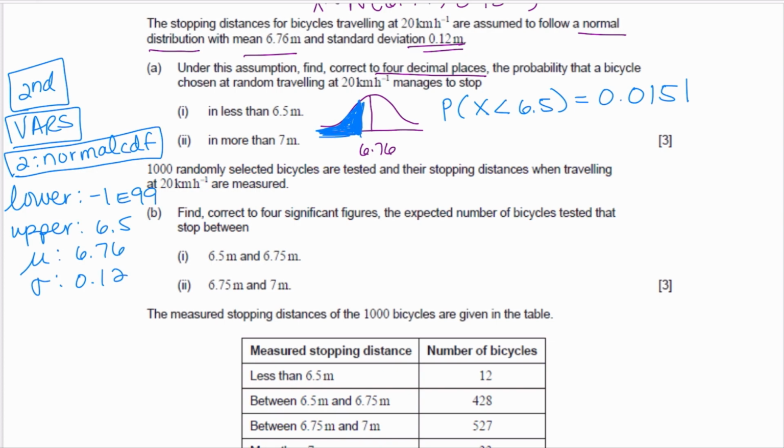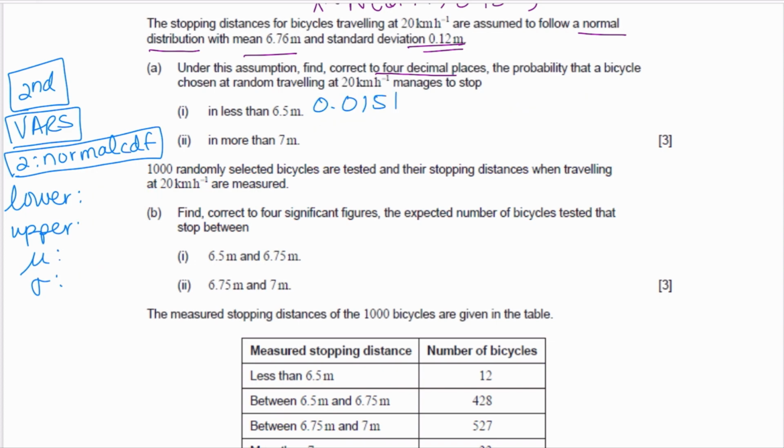Okay, so now we're going to go on to part 2. I'm going to erase what you see here just because I want the space to show you how to do part 2. Okay, so now in part 2, it says, find the probability that a bicycle chosen at random stops in more than 7 meters. So if I want to show a drawing, I can, where the mean is 6.76. And now I want to determine the probability that it will stop in more than 7 meters.